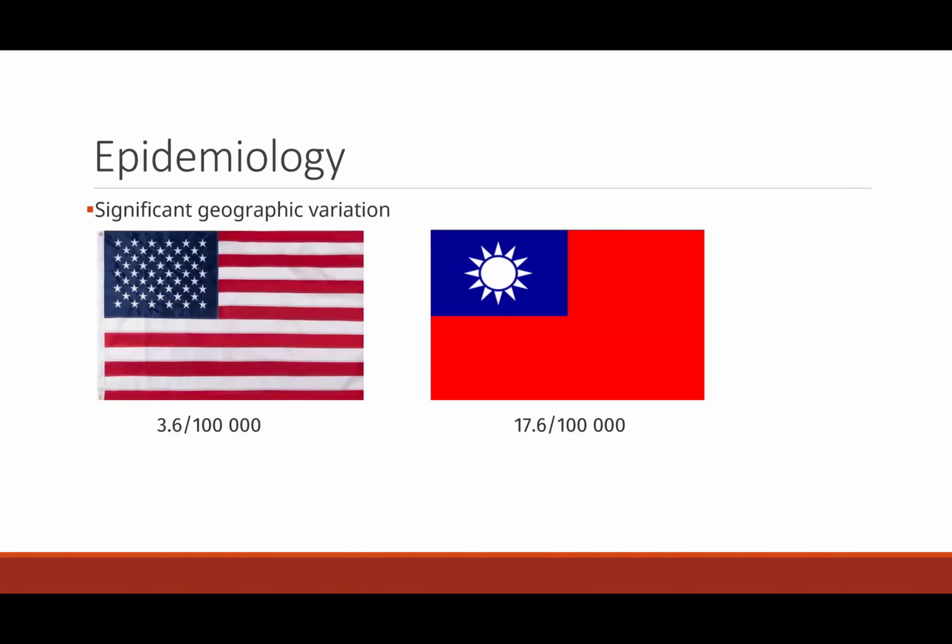So in terms of the epidemiology, there's quite significant geographic variation. And the countries that I found with the most data were the United States and Taiwan. So I've juxtaposed these flags just to show you that this is where most data has come from, but also to show the variation between the two. So the annual incidence in the United States is said to be about 3.6 cases per 100,000 individuals, whereas Taiwan has up to 17.6 cases per 100,000.